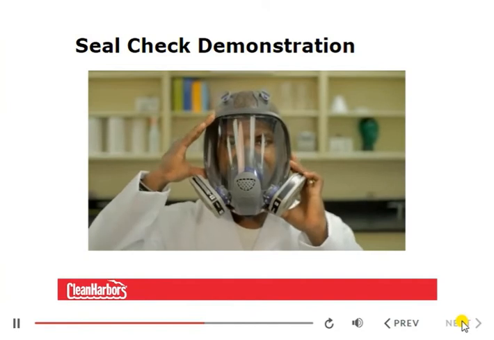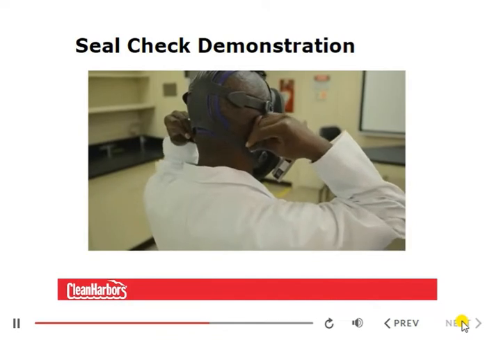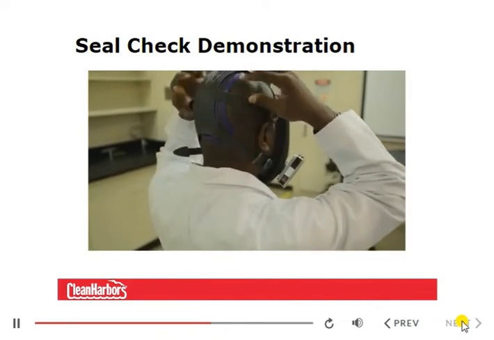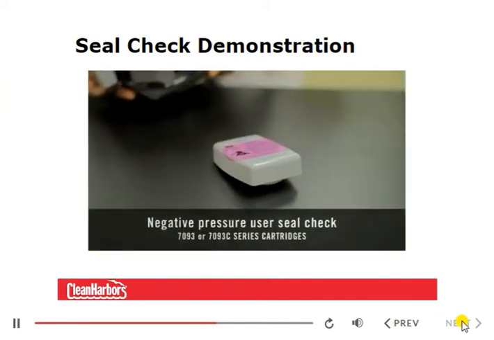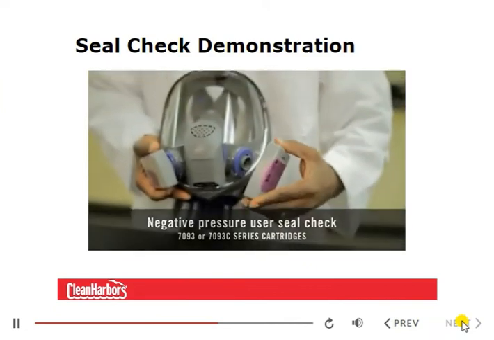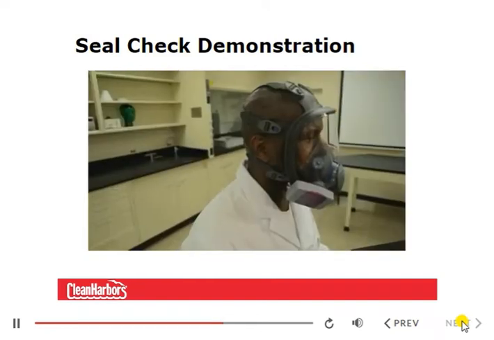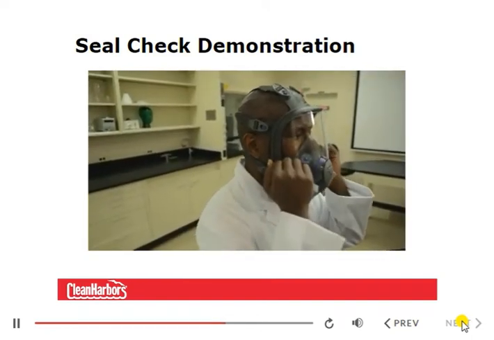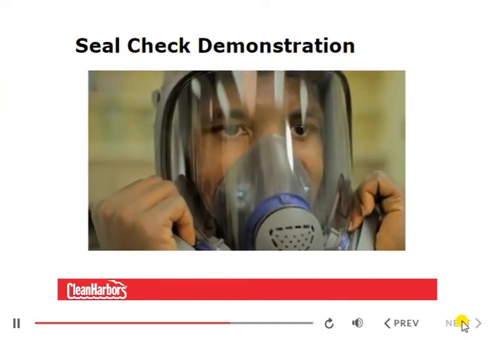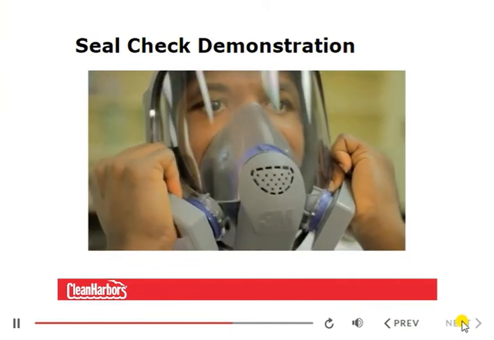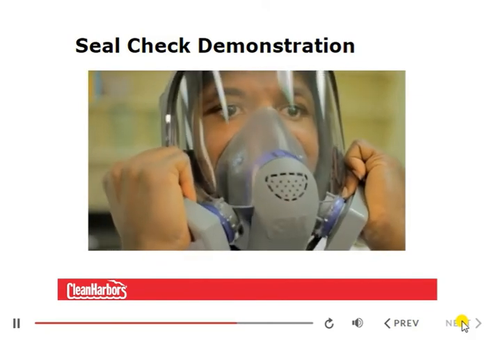If face seal air leakage is detected, reposition the respirator or readjust the strap tensions as you did before. Try not to disturb the respirator seal, however, by pressing too hard. Next, we will demonstrate the negative pressure user seal check with the 7093 or 7093C filters. First, squeeze or press the filter covers toward the facepiece and inhale gently. If you feel the facepiece collapse slightly and pull closer to your face with no leaks between your face and the facepiece, a proper seal has been obtained.